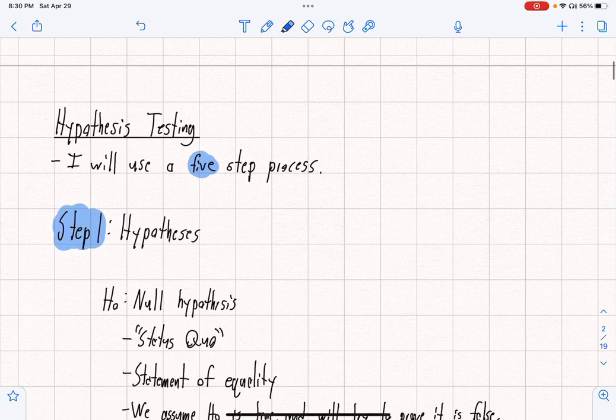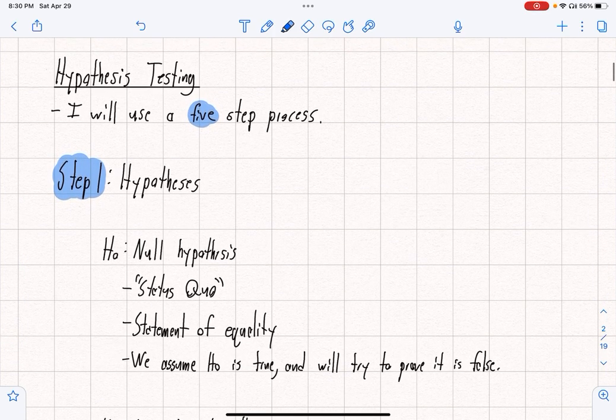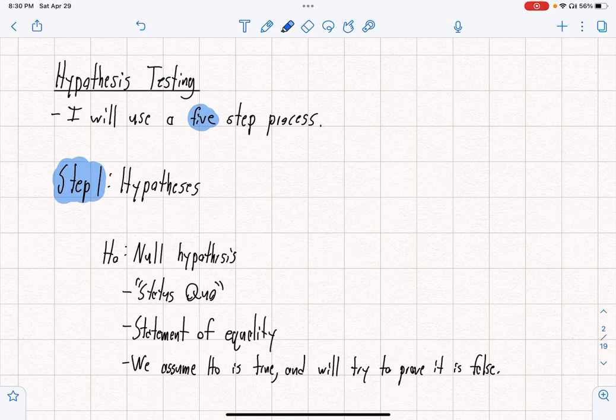So starting with the null hypothesis. So the null hypothesis we're going to represent as H naught, null hypothesis. And this is what we call the status quo, or I like to think of it more as a statement of equality. So what we're ultimately doing is that we assume that the null hypothesis is true. So we're going to assume H naught is true. But then the goal of this hypothesis test is to try to prove it false.